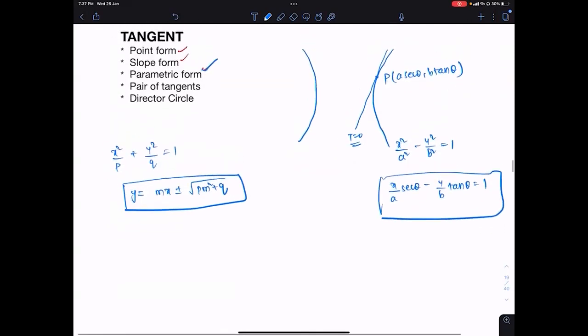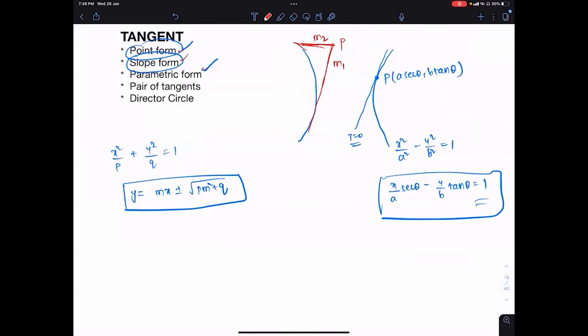So mainly we will be using point form and slope form. Parametric form we normally use in locus questions. Leave that one. So where do we use the point form? If a point on the ellipse or hyperbola is given and you need the tangent, you use the point form. Where do we use the slope form? Slope form is used when you are drawing tangents from an external point, to know the slopes of tangents drawn from this outside point.